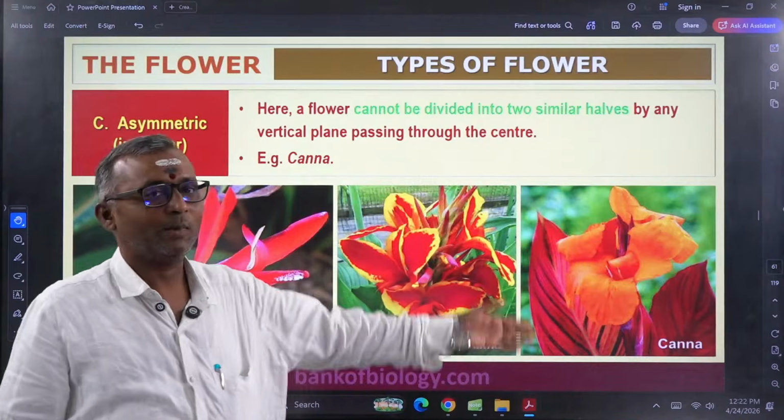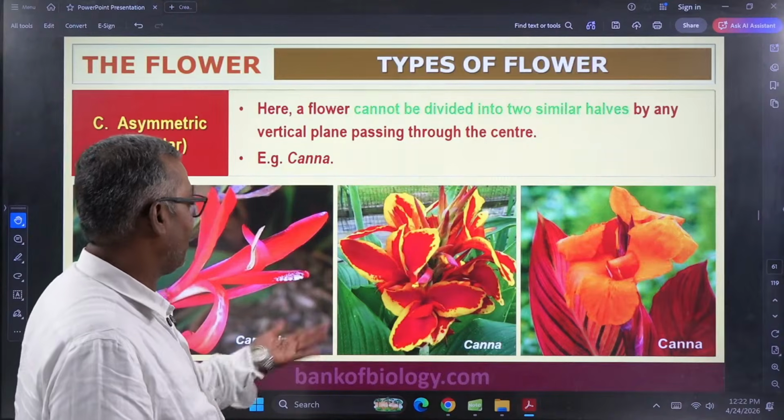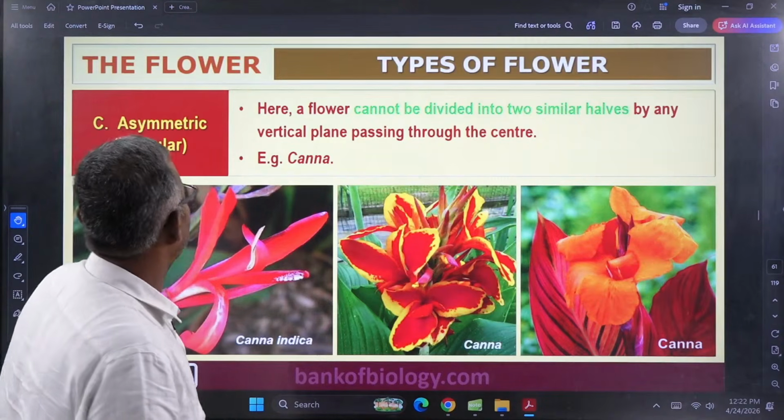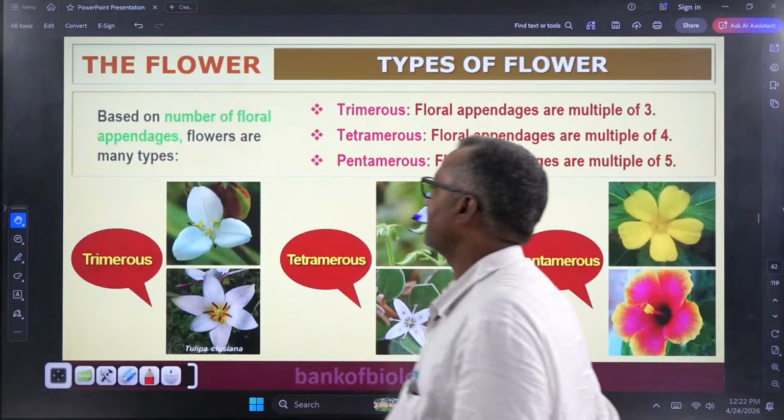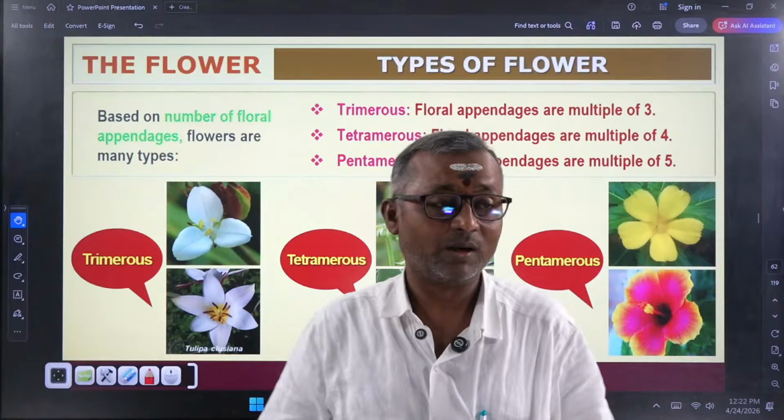Canna, I think you might have seen this plant in your kitchen gardens. Very common, these plants, you know. So these are some important examples for asymmetric flowers. Understood? So this is very important.